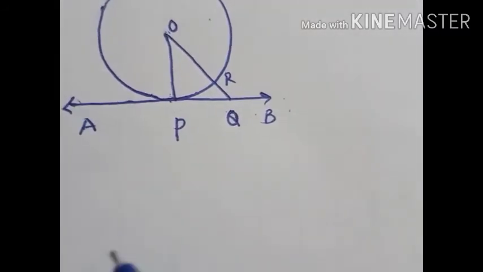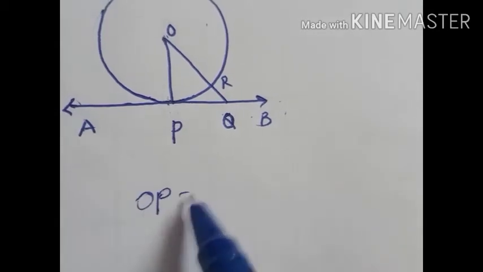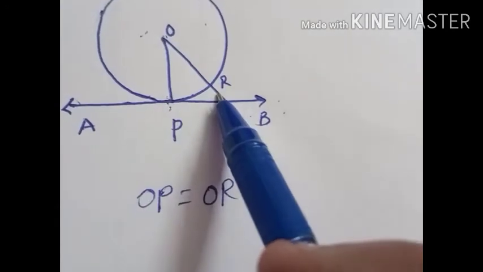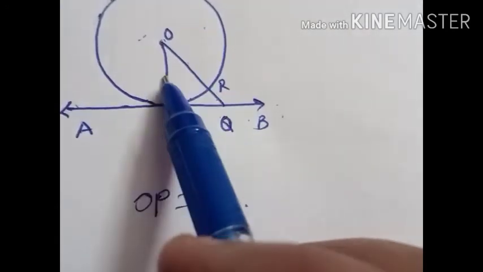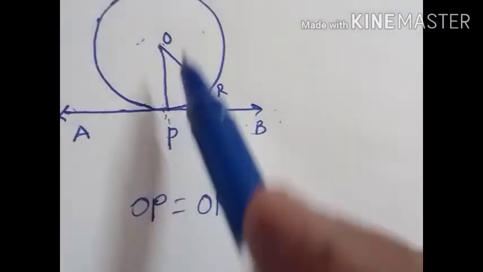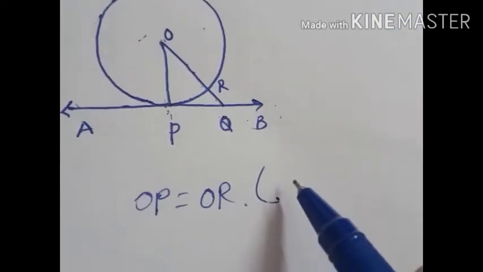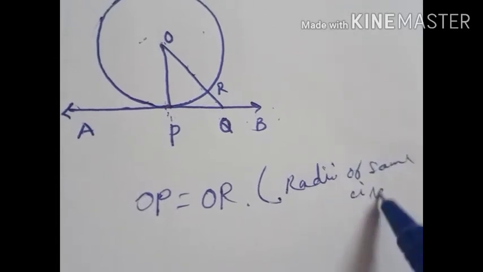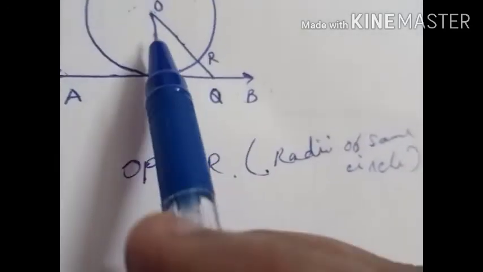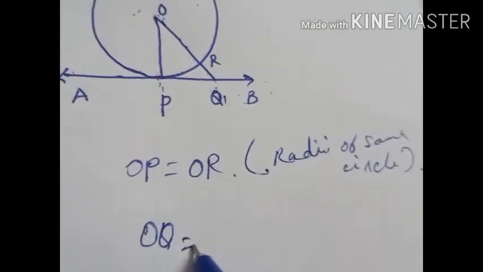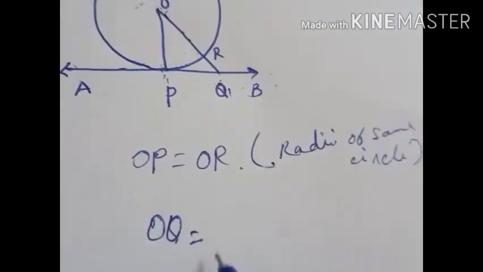For that, OP equals OR, because OP and OR are radii of the same circle, and radii of the same circle are equal. Next we can take OQ. We have to show OQ is greater than OP. So what is OQ? OQ means OR plus RQ.